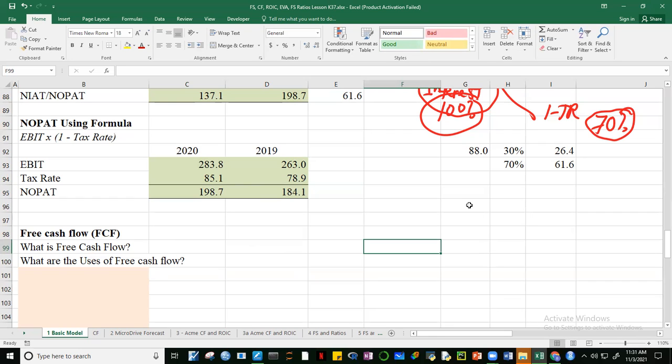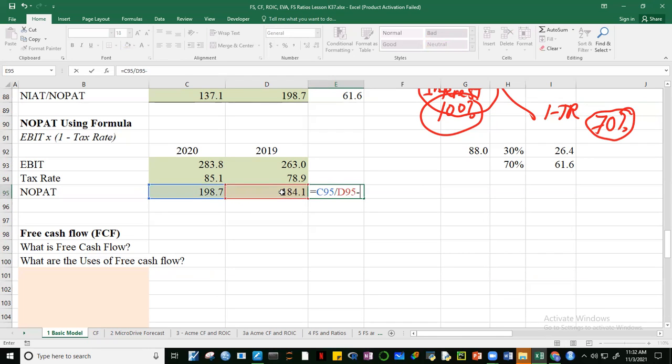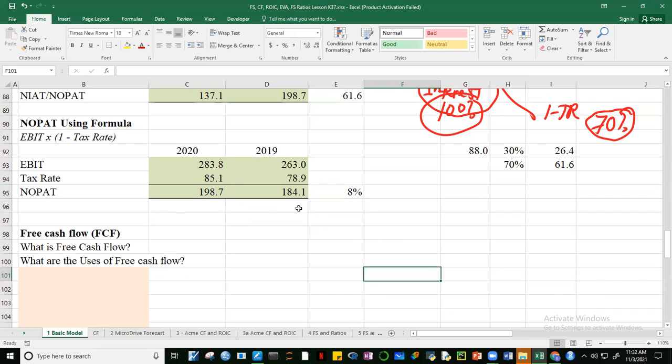Okay, so we see, guys, that NOPAT increased from 184.1 to 198.7. Let's see by how many percent it increased. So 2020 figure divided by 2019 figure minus 1. This gives us around 8%. So NOPAT increased by 8%. Not bad, guys. Operating profit increased by 8%.